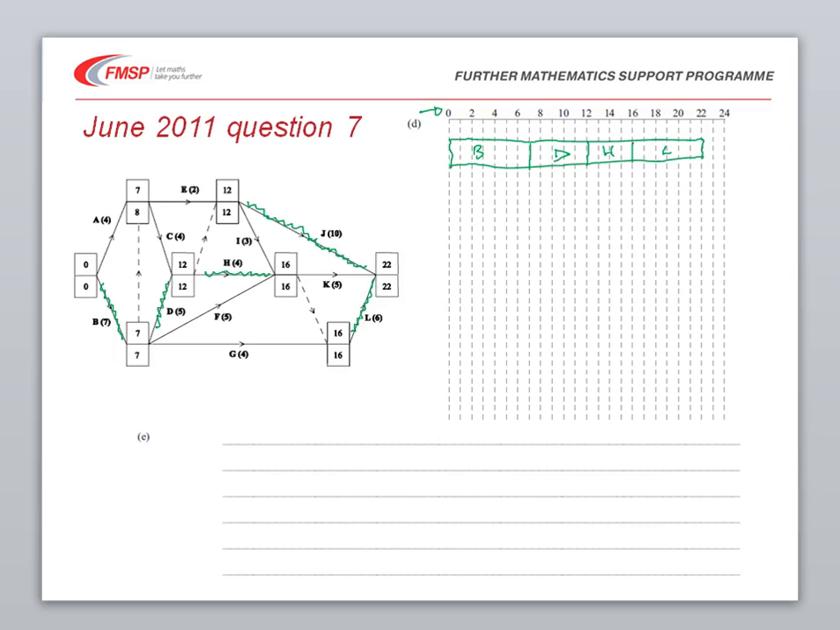J is also critical, so we can give that its own little box. It must start at 12 and must be finished at 22, and of course its duration is 10 days. The other activities are marked on individually, one at a time, showing normally to the left hand side. So A we're going to put in as a box of size 4, but then it has some float. It has to be finished at latest by time 8.